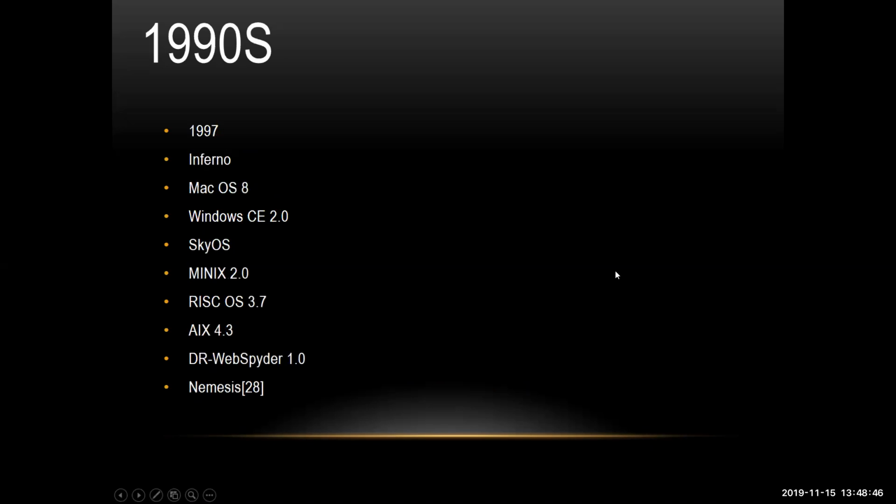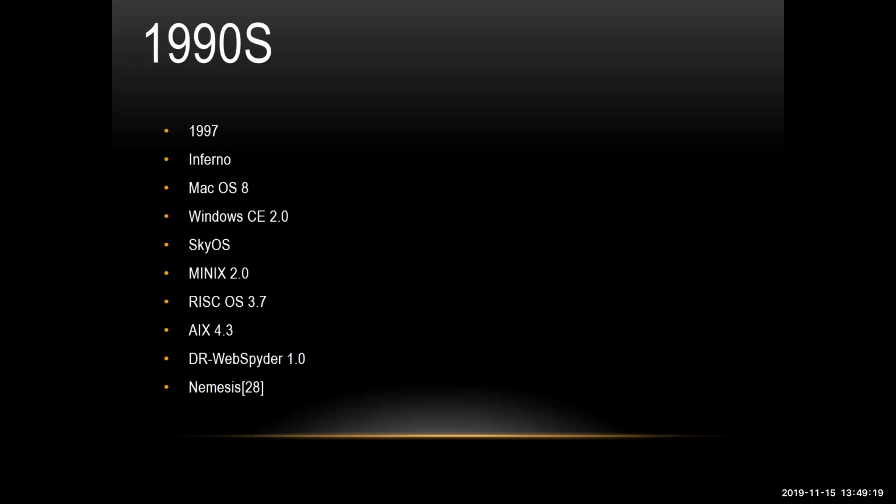1997, we had Inferno. It is the distributed operating system started at Bell Labs and now developed and maintained by Vita Nova Holdings as free software. Inferno was based on the experience gained with Plan 9 from Bell Labs. And then we also had Mac OS 8. It was released by Apple Computer Incorporated on July 26, 1997.